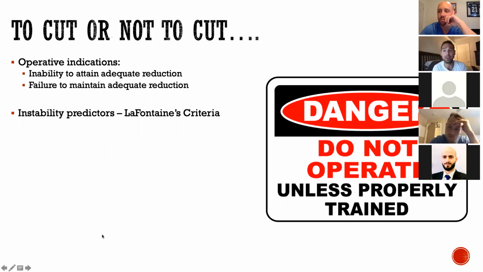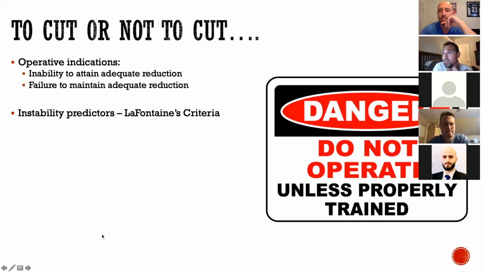So outside of the high trauma things with maybe open fractures or polytrauma patients, which I'm sure Jeremy and Joe want to hear about, but we're not going to talk about. We talk about just your standard low energies, and the indications for that would be either inability to attain an adequate reduction or failure to maintain an adequate reduction.